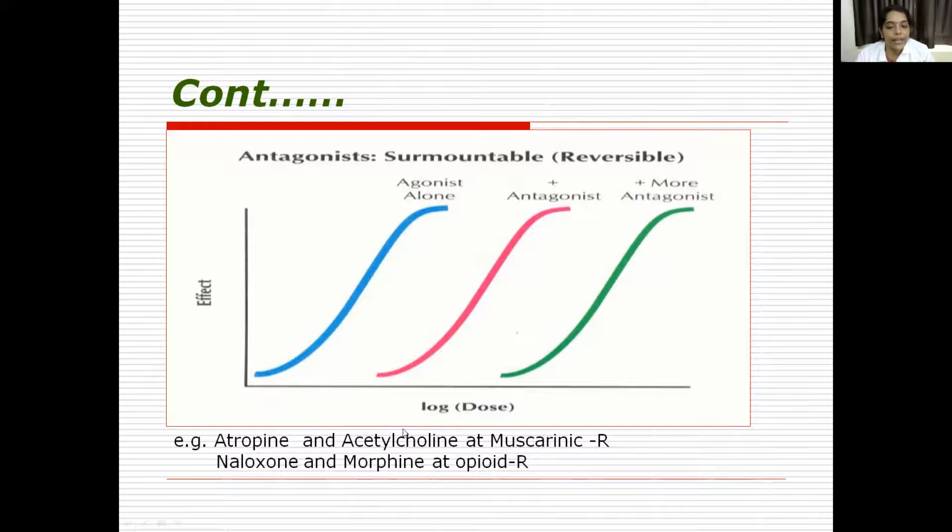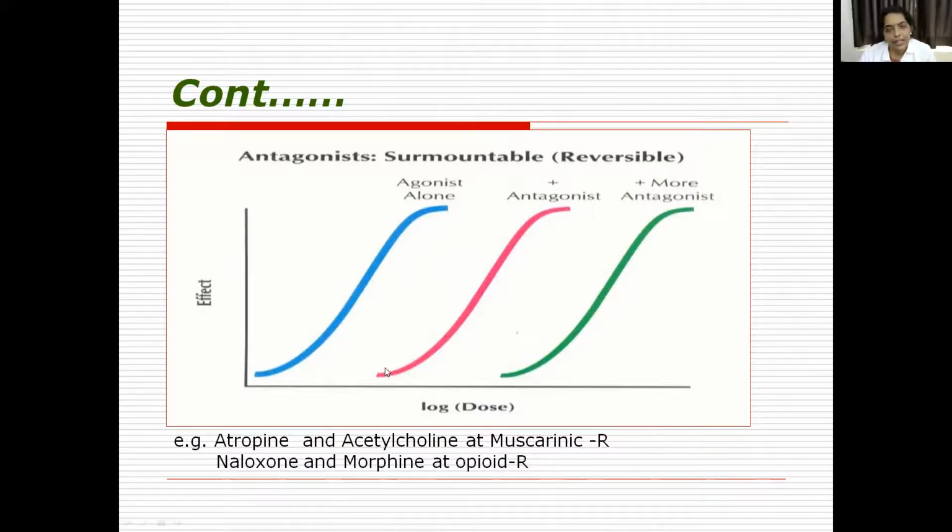See, acetylcholine is the agonist at the muscarinic receptor. Atropine is the antagonist at the muscarinic receptor. Similarly, morphine is an agonist at the opioid receptor and naloxone is an antagonist at the opioid receptor. So take for example acetylcholine. Consider that the agonist is acetylcholine. When you take acetylcholine alone, this is the DRC for acetylcholine alone.